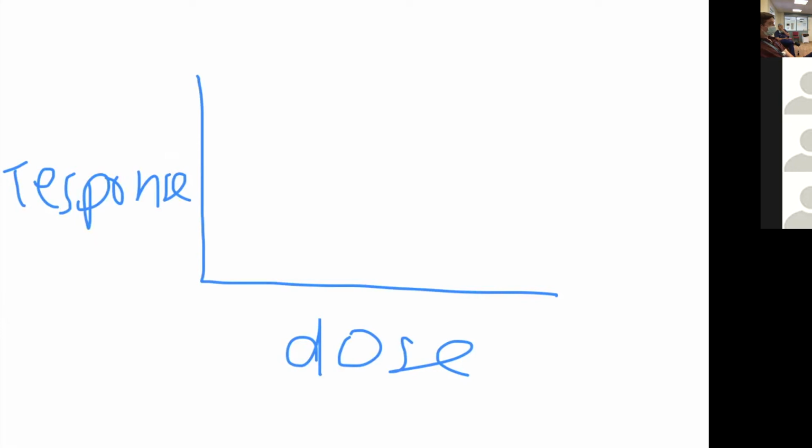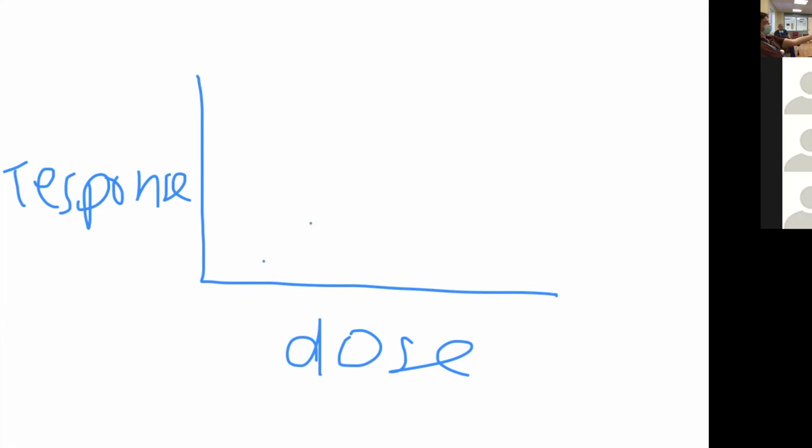So hyperbolas never cross the axes. Or do they? Hyperbola mathematically is a conic section, so it's a slice through a cone. Just think about it logically, right? I give a dose of 1 milligram of a drug. It has a little bit of an effect. And I give a dose of 2 milligrams of a drug. It has a little bit more of an effect.